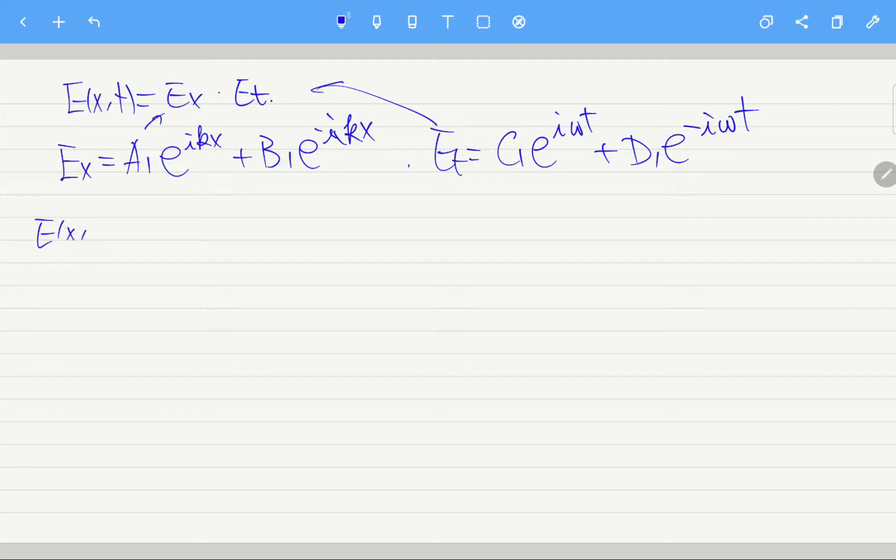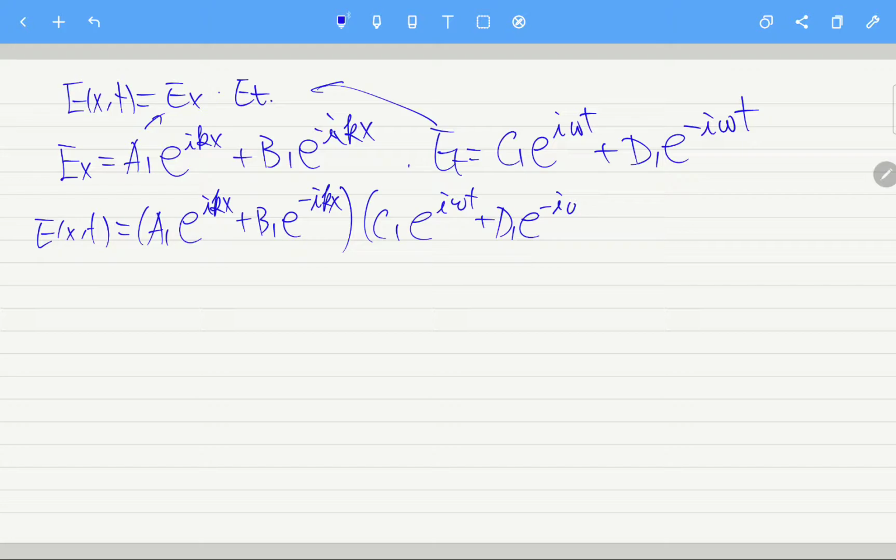So we can just write it as the linear combination of them. So we have e^x(t) equals a1 exponential to i k x plus b1 exponential to minus i k x, times c1 exponential to i omega t plus d1 exponential to minus i omega t. Okay, so we can just multiply it out. We have this term multiplied to be a1 c1 exponential to i(kx plus omega t). And then we have all four terms, but with the constants like this, so we can just rewrite it into a, b, c, d.